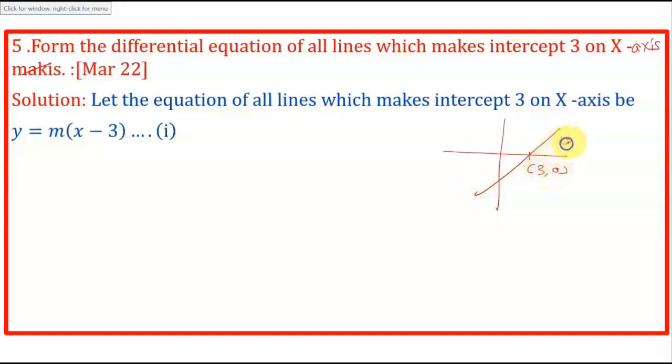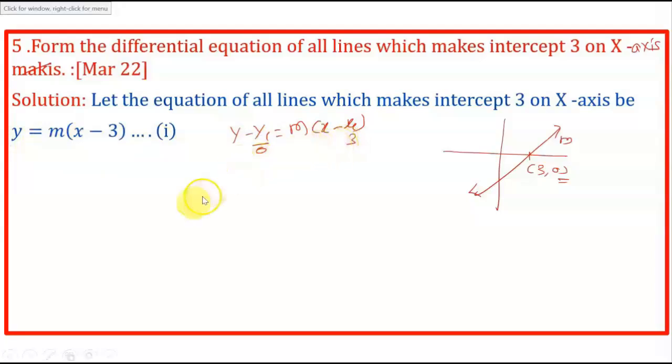If m is the slope of the line, then its equation is y minus y1 is equal to m in bracket x minus x1. The value of y1 is 0 and x1 is 3. Therefore y minus 0, which is nothing but y, is equal to m in bracket x minus 3.